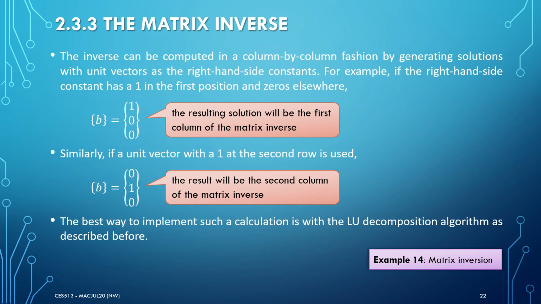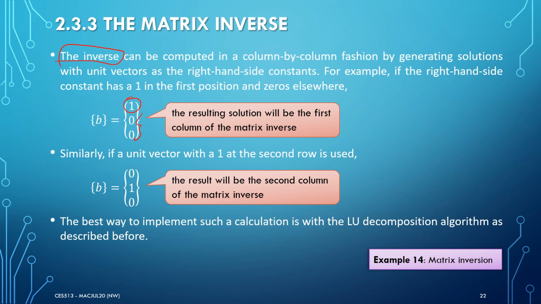Last but not least, the matrix inverse can be obtained by using the LU decomposition method. The inverse can be computed in a column by column fashion by generating solutions with unit vectors as the right hand side constants. For example, if the right hand side constant has 1 in the first position and 0 elsewhere, the resulting solution will be the first column of the matrix inverse.